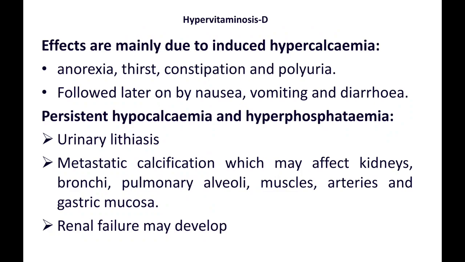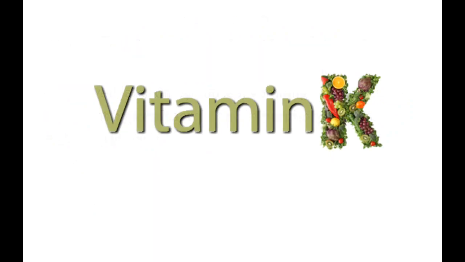The main effects of vitamin D hypervitaminosis are anorexia, thirst, constipation, polyuria, followed later on by nausea, vomiting, diarrhea. The hypercalcemia persists and leads to urinary stones, that is urinary lithiasis, and metastatic calcification, which affects different distant organs like kidneys, bronchi, pulmonary alveoli, muscles, arteries and gastric mucosa, and finally leads to renal failure.